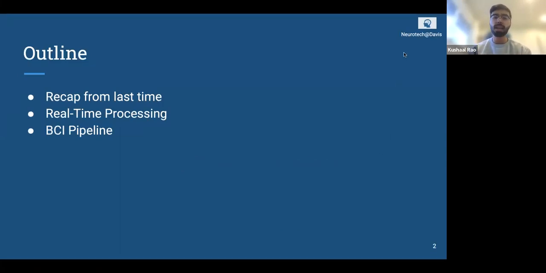So to kick us off, here's our outline for what we're going to go over today. We're going to start off with a recap from everything we've covered so far, so all the key components that I just talked about. Then we'll go into conceptually understanding what real-time processing is and why that's necessary for brain-computer interfaces. And then we'll tie that into the overall schematic of end-to-end, how do you go about building a brain-computer interface?